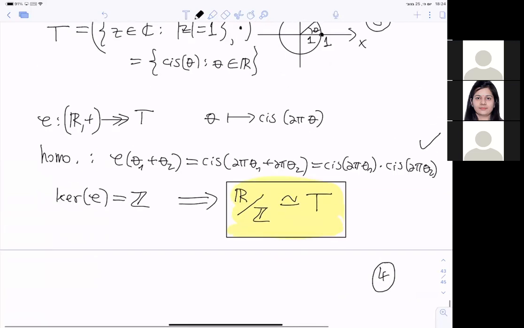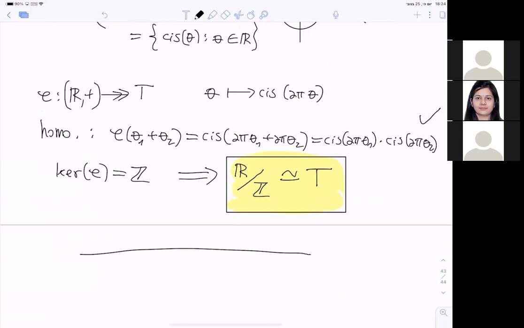Yes, of course. What does it actually mean in the practical approach? What does it mean that R modulo Z is...? I explained. This is R. What does it mean, R modulo Z? It means that you take the remainders modulo integers.